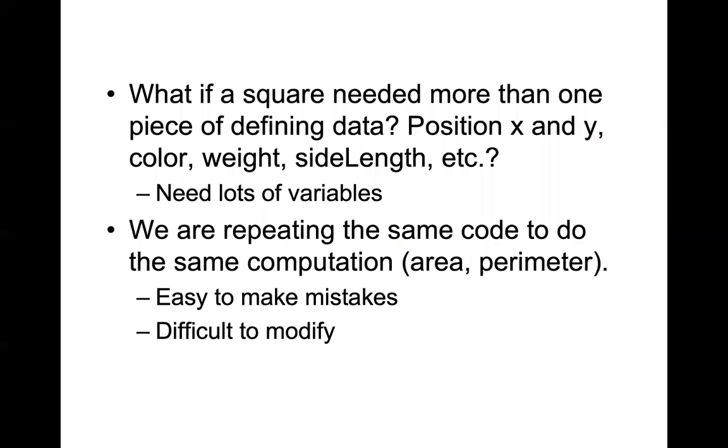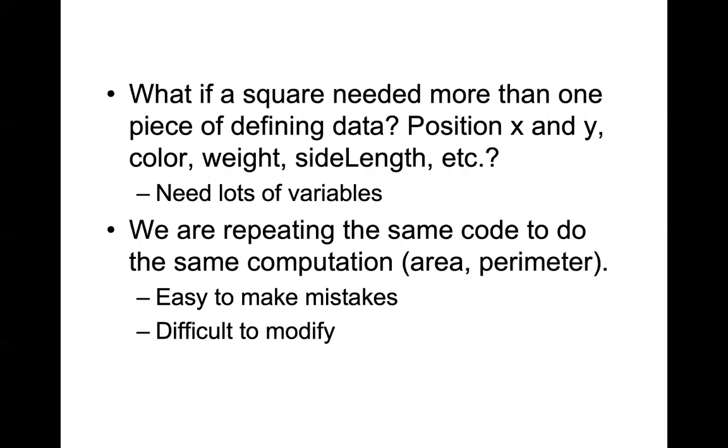To start to see why that's the case, let's ask, what if we wanted to represent more things about the square? What if we wanted to represent its position, its x and y coordinates on the plane of where it lives? What if we wanted to represent its color? What if we wanted to represent something like how much it weighs? We'd need a lot of different variables for each square.